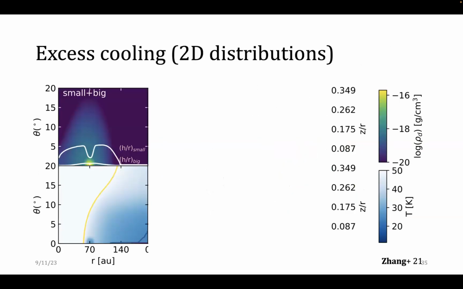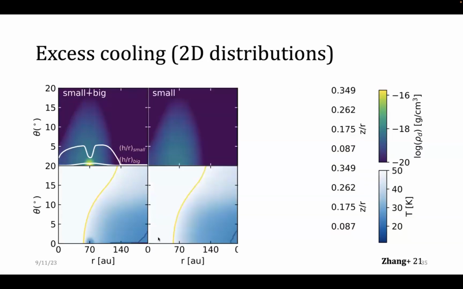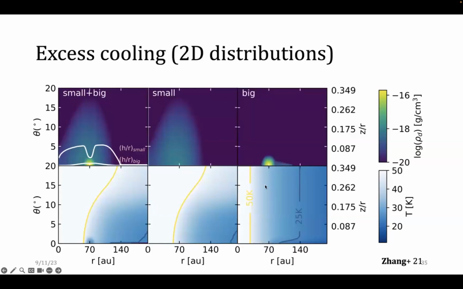We can also look at the vertical direction in 2D for our excess cooling mechanism. Here you see a higher concentration of the big particles, and here you see more spread out smaller particles. And the second panel is the temperature map. You see that at the exact location where big particles are concentrated, you have lower temperatures. And you don't see this if you only assume small particles or only big particles.